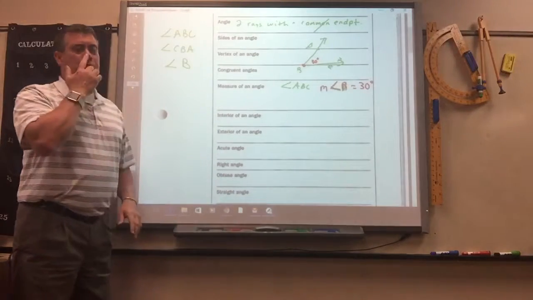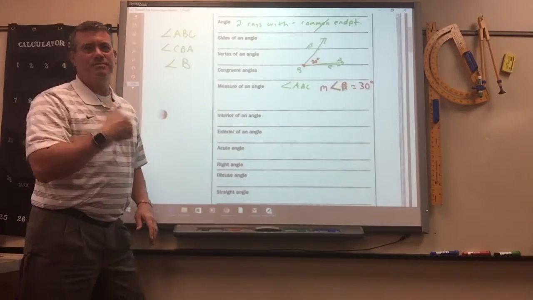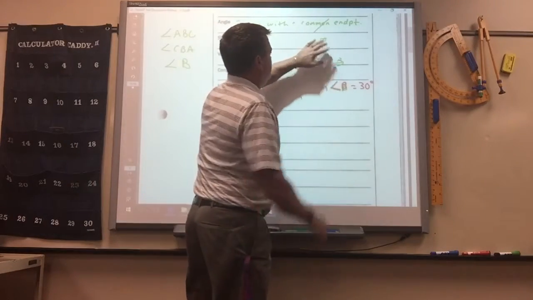Interior and exterior, I hope everyone could figure that out too. Interior is inside, exterior is outside.